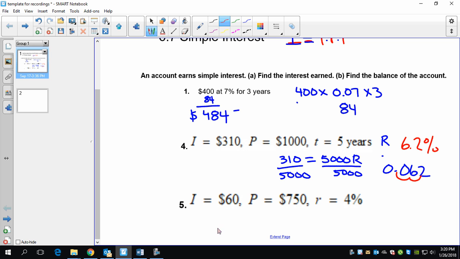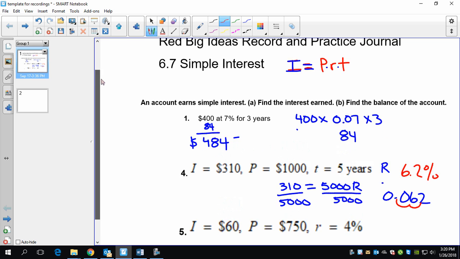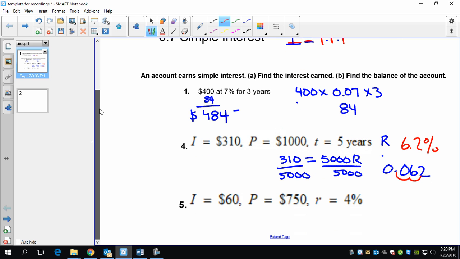And for the last one, number 5, it says interest equals 60, principal equals 750, the rate is 4%. We're going to do that same formula, except this time we're missing the time. If we look up here, interest equals principal times rate times time, so we don't have the time. We're going to do 750 times 0.04, which is 30.